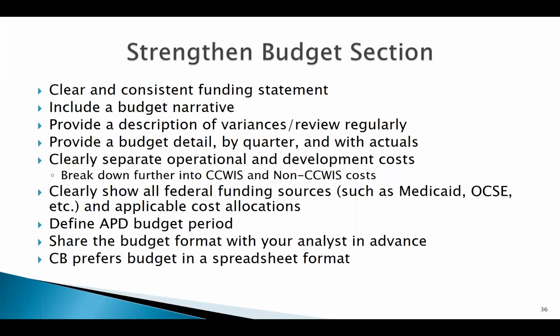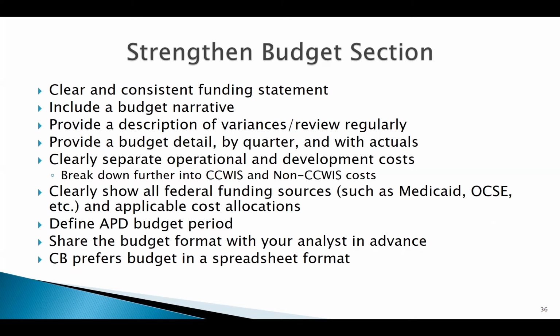Sometimes people seem to struggle a little bit with giving us the detail that we need, which is that by quarter, we need to see estimated and actual costs. And again, separating out your operational and development costs and your CCWIS and non-CCWIS costs. If you have other federal funders in your project, those need to be clear as well.